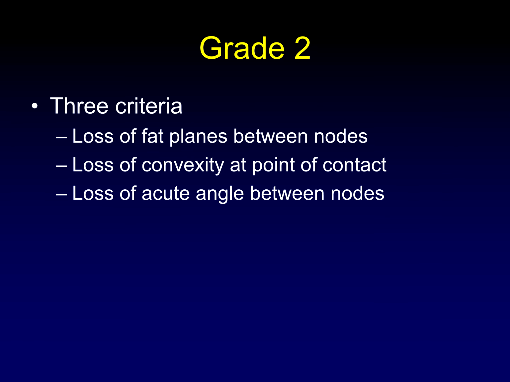But how do we know that those two nodes right next to each other are truly invaded into each other? There are 3 criteria that we're going to apply to reassure ourselves that we're truly seeing coalescence between these nodes. The loss of a fat plane between the nodes, the loss of convexity at the point of contact, that is, they need to flatten against each other like jelly beans instead of like spheres, and the loss of an acute angle between the nodes. They can't just be kissing each other. They have to have a broad base against each other, like meningioma against bone. Let's see all 3 of these in an example.